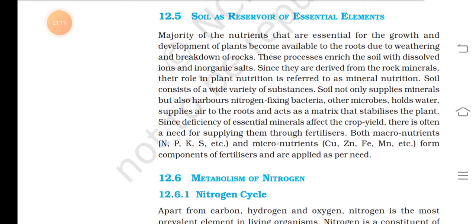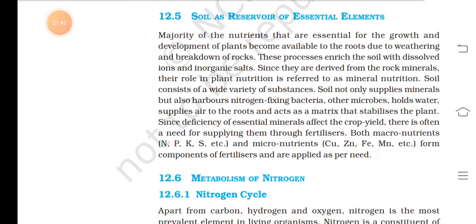12.5 Soil as reservoir of essential elements. Majority of the nutrients that are essential for the growth and development of plants become available to the roots due to weathering and breakdown of rocks. These processes enrich the soil with dissolved ions and inorganic salts. Since they are derived from the rock minerals, their role in plant nutrition is referred to as mineral nutrition. Soil consists of a wide variety of substances.